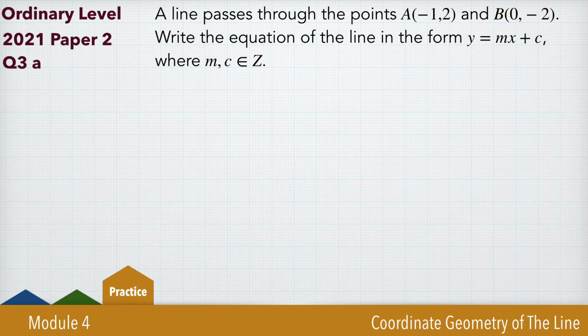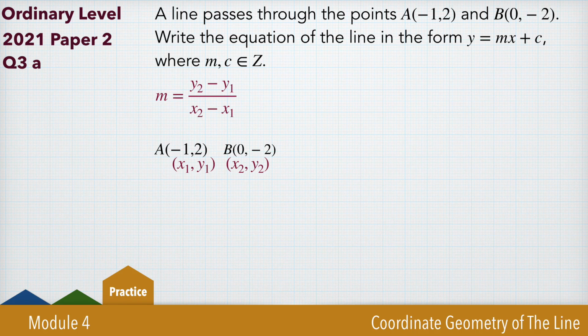In this question, we are told a line passes through the points A (-1, 2) and B (0, -2). We must find the equation of the line and write it in the form y = mx + c, where m and c are elements of integers. We must first find the slope of the line using this slope formula. Labelling and substituting our points yields a slope of -4.